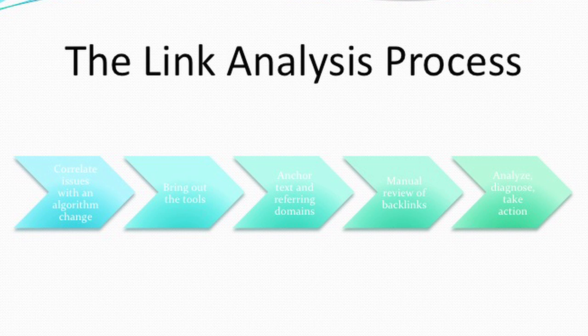We're going to start with correlating the issues we're seeing at the site, perhaps a drop in traffic or search impressions, with an algorithm change. Then we're going to bring out the tools: Webmaster Tools by Google, Majestic SEO, Open Site Explorer. We're going to review anchor text and referring domains first, followed by a full manual review of all backlinks. And then we're going to decide, after our analysis and diagnosis, whether we take action or not.